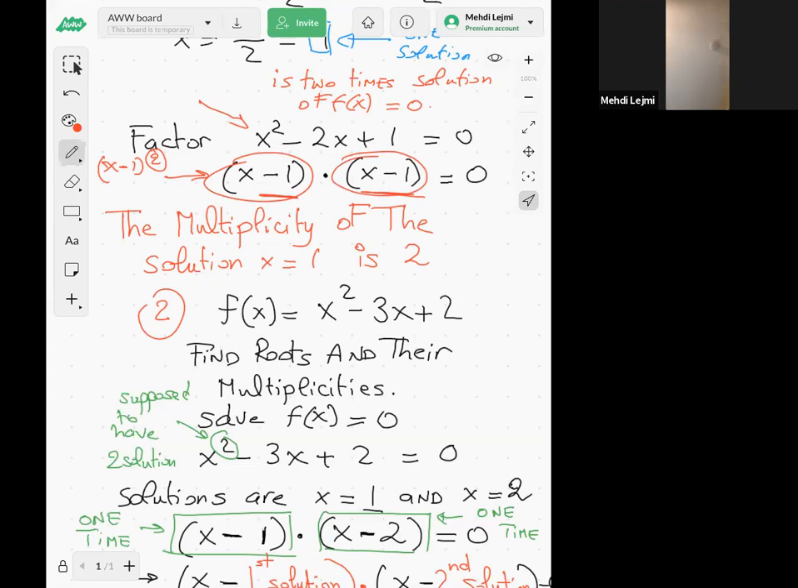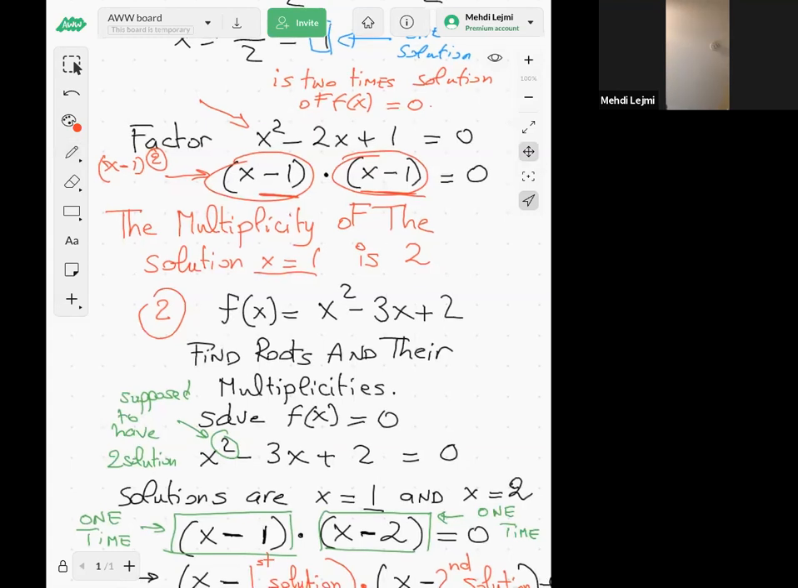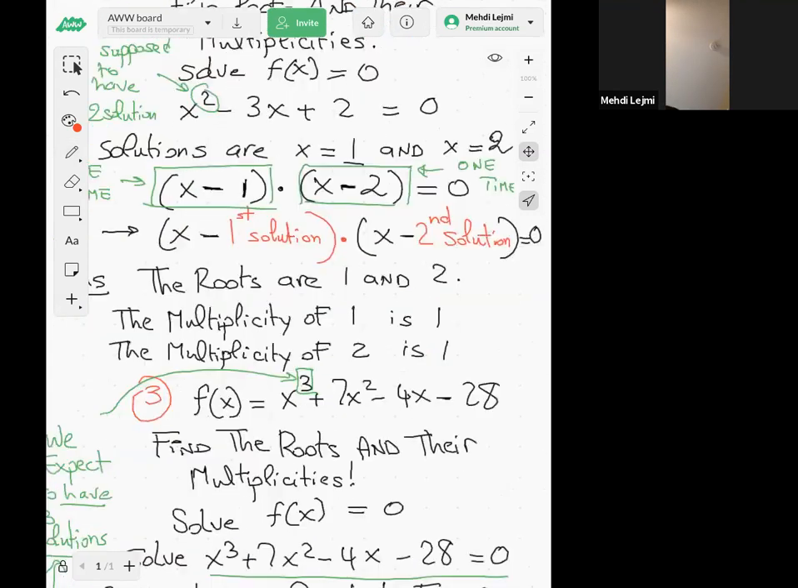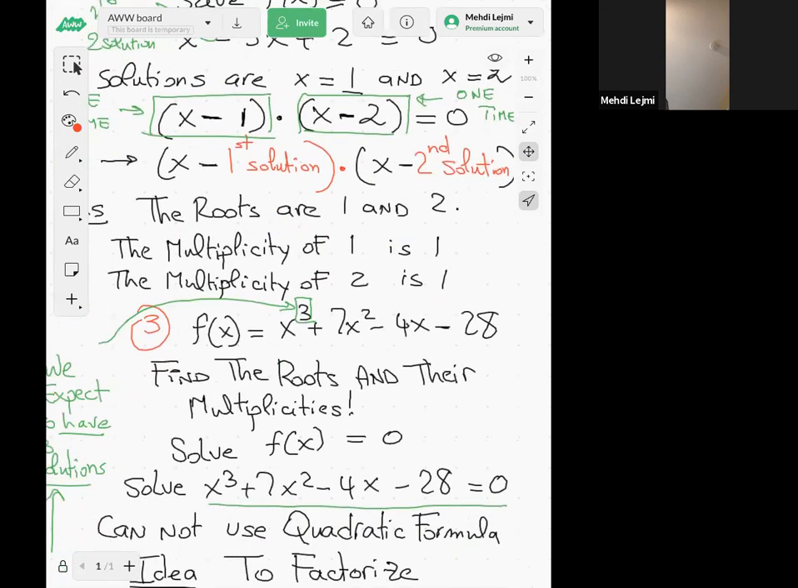Here my solution is 1. So I got x minus 1 to the power 2. So the multiplicity of x equal to 1 is 2. You just check in your factorization how many times you have x minus your solution, right? Okay. Thank you. You're welcome.